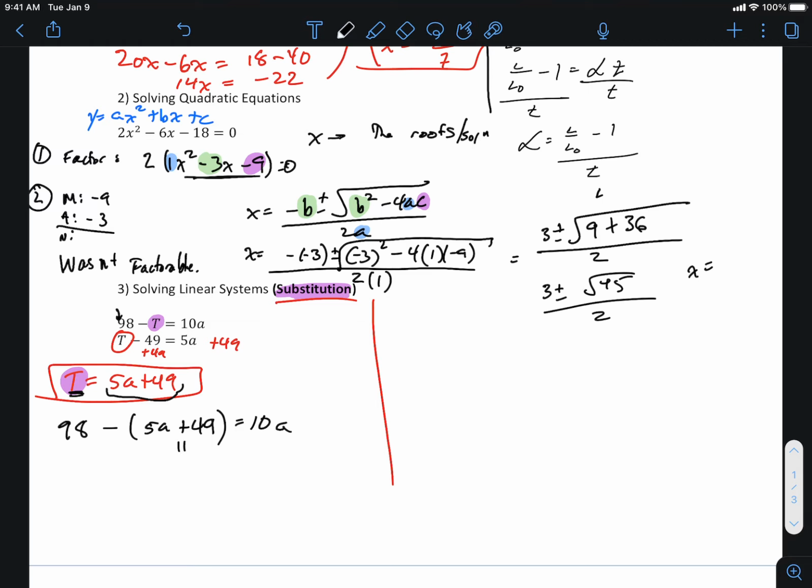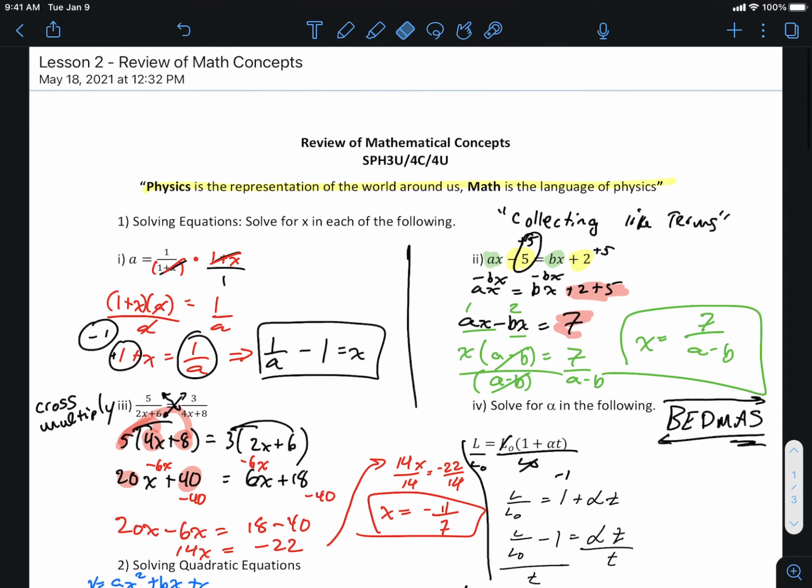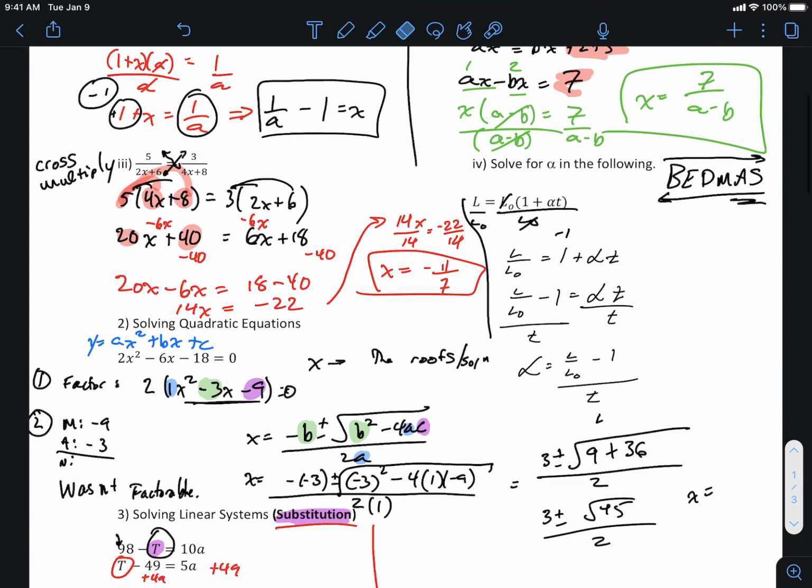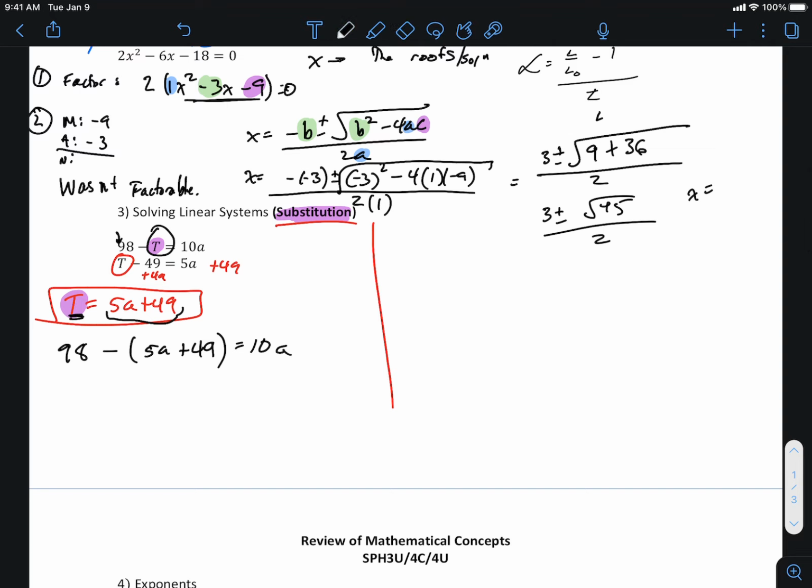This is t, right here. Now I just see a question like the one we saw up here, with one variable to solve for. I see a in two spots, so I'm just going to clean it up. This is just math, cleaning it up. I'm trying to get rid of some brackets here, so I'm going to distribute the negative in, and I get 98 minus 5a minus 49, which is equal to 10a.